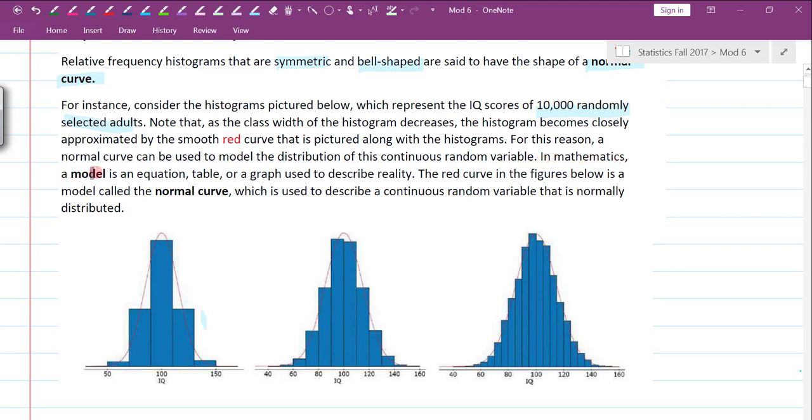In mathematics, a model is an equation, a table, or a graph used to describe reality. So we have tools, an equation, a table, or a graph, that we use to describe or model what's really happening in real life. The red curve in the figure below is a model called the normal curve, which is used to describe continuous random variables that are normally distributed. What you want to notice is that we have a symmetrical curve, symmetrical meaning what you have on one side, you have on the other side. And everybody's heard of the bell-shaped curve. It looks like a bell. Those are two of the several properties of a normal distribution that are important to identify.